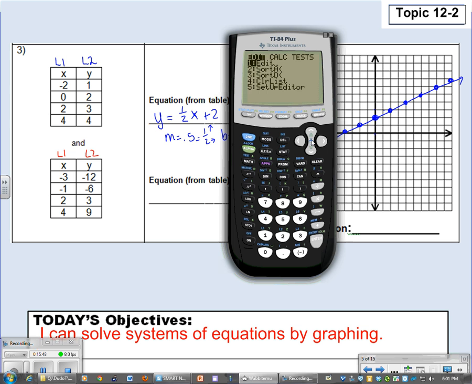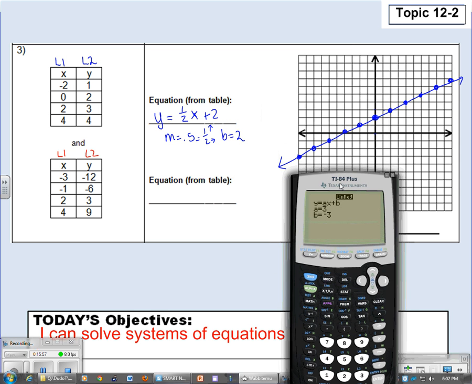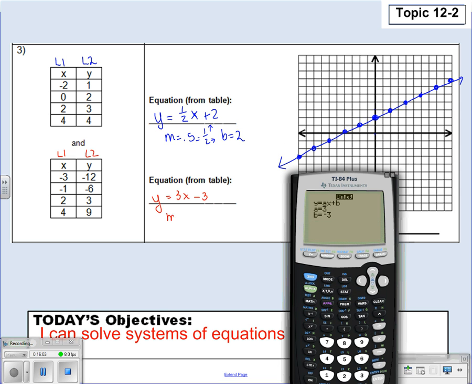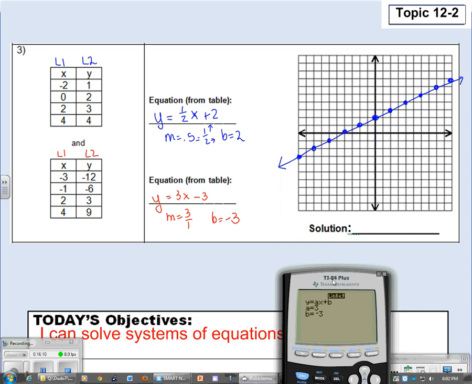And now we hit stat, calc, number 4. Scroll down to calculate because we want it to calculate. And we get y equals 3x minus 3. This tells us our slope is 3/1 and our y-intercept is -3. So let's graph. We'll start off at the origin. Y-intercept is negative, so we're going to go down 3. Here's our beginning point. Slope is a positive 3/1, so that's up 3 to the right 1.